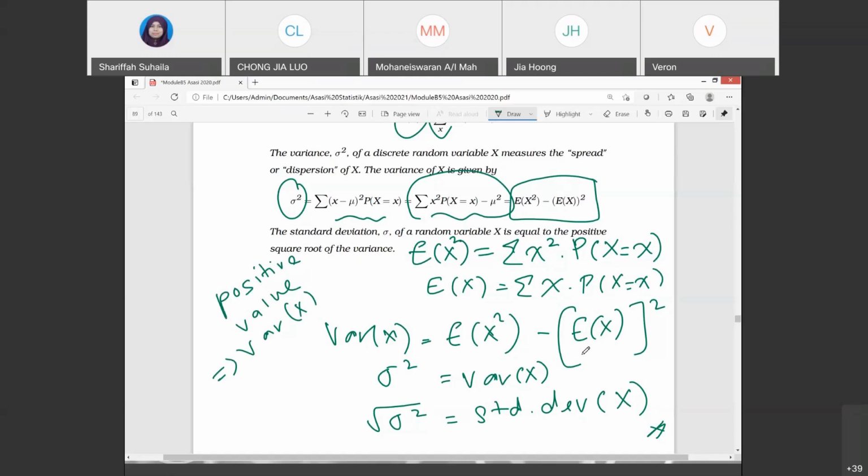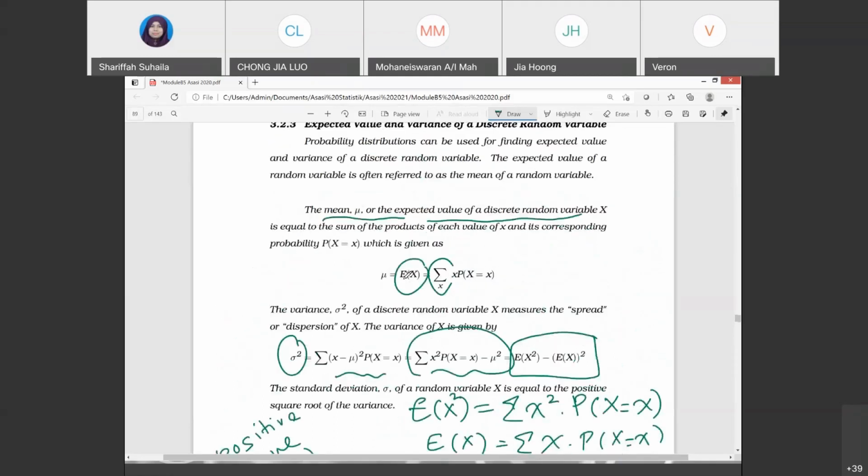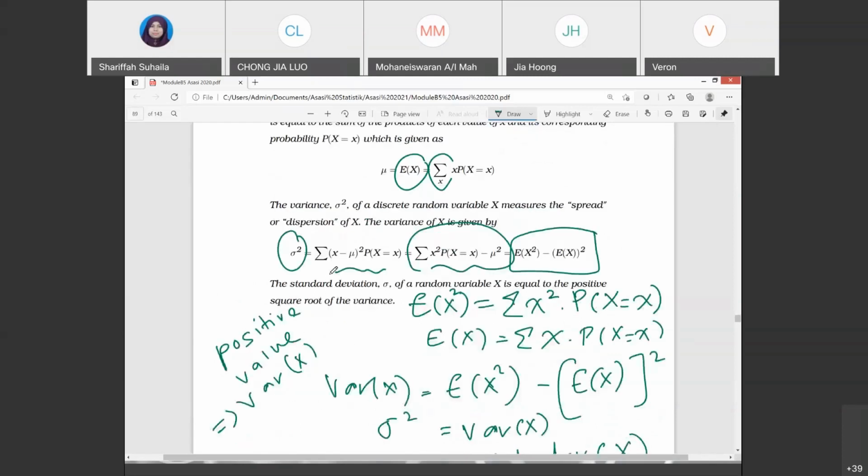Okay, formula is this one. Your mean, expected value, summation X times probability. Your variance is just E(X square) minus (E(X)) squared. Asalnya formula dia ini summation (X minus mu) square times probability. Kita expand this formula and then simplify, kita akan dapat this one. E(X square) is just summation X square times probability. E(X) inilah summation X times probability.